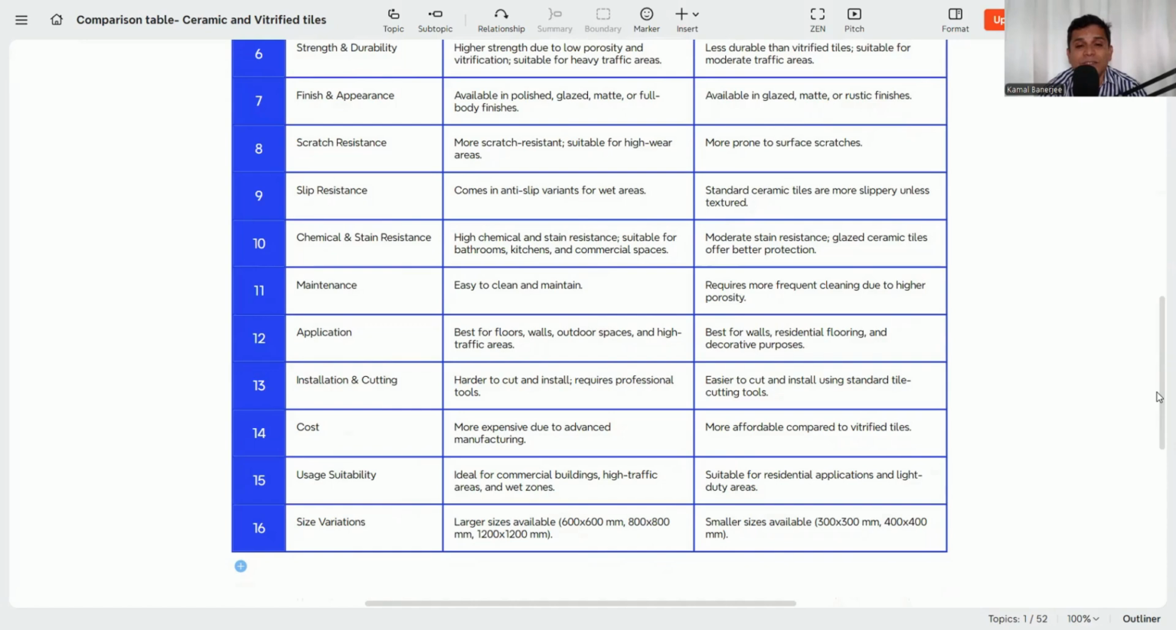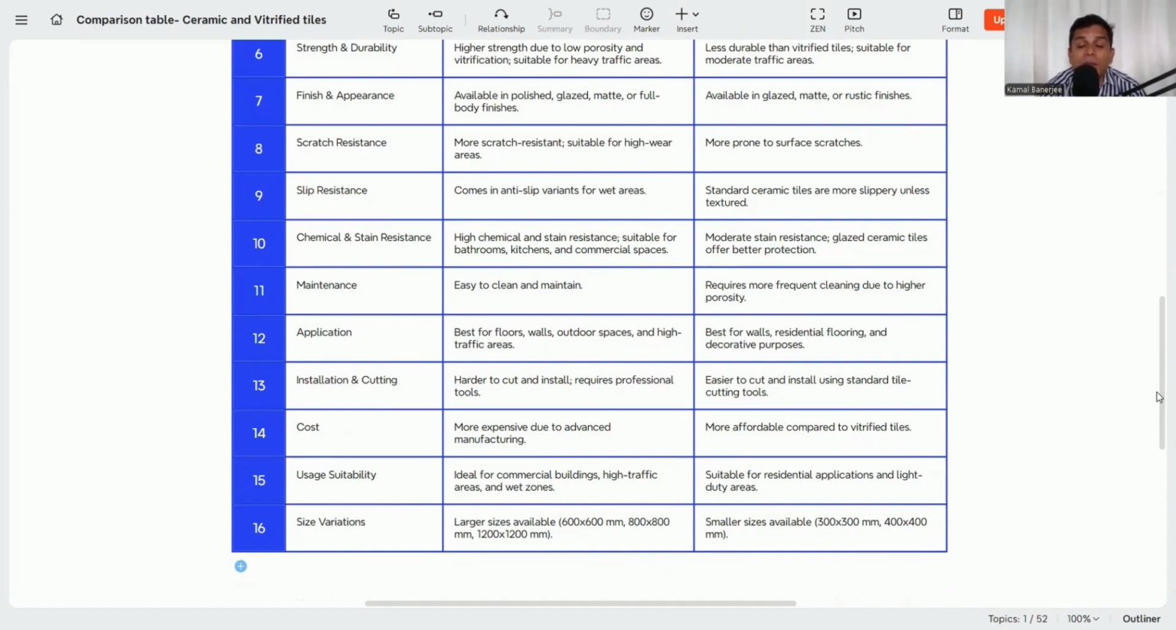Then applications: vitrified tiles can be used for floors, walls, outdoor spaces and high traffic areas. Ceramic tiles are best for walls, residential flooring and decorative purposes. Installation and cutting: vitrified tiles are harder to cut and install and require professional tools. On the other hand, ceramic tiles are easier to cut and install using standard tile cutting tools.